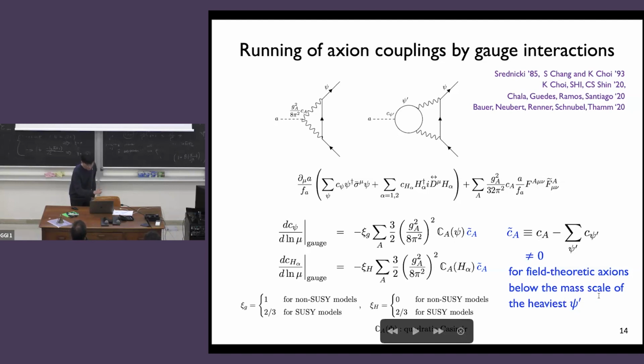So for field theoretic axions, this axion coupling running starts below the scale of the heaviest PQ charged fermion. On the other hand, for string theory axions, from the string scale, we may have this non-vanishing coupling, and the axion couplings start to run from the string scale.